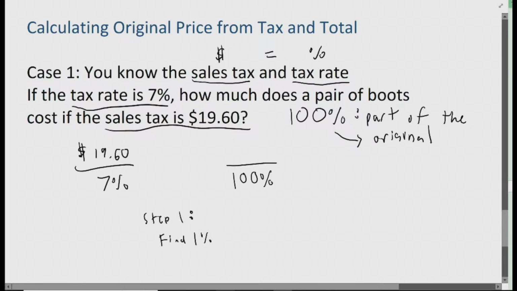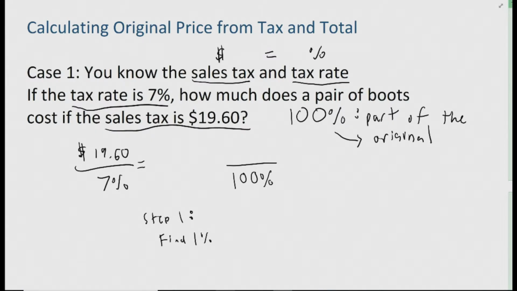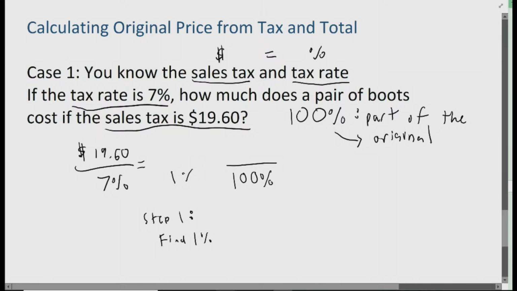So let's take a look at this. Remember, we're going to be writing equivalent fractions by dividing the numerator and denominator by the same numbers. If we have 7% and we want to get 1%, how do we go from 7 to 1? We would divide by 7. So 7 divided by 7 is equal to 1. What is 19.60 divided by 7?